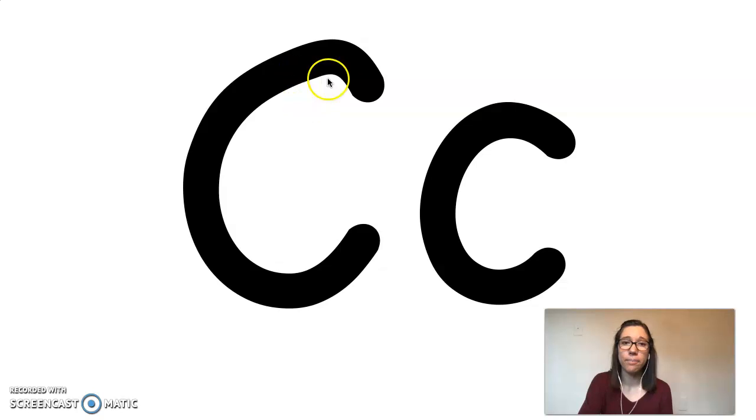Next up is C. C is one of the easiest letters to form because it's just one big curved line. You start at the top, draw a line curving around, and come up at the bottom. Lowercase c is very similar, but it's just a little bit smaller. So we're going to start a little bit lower and then curve our C around again.